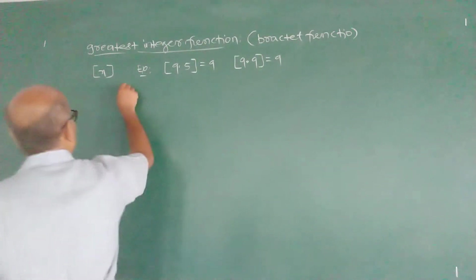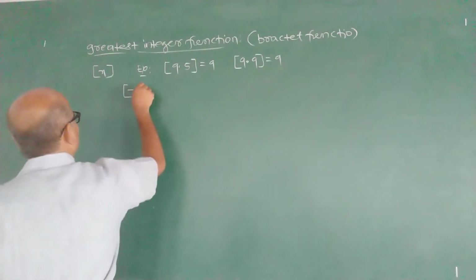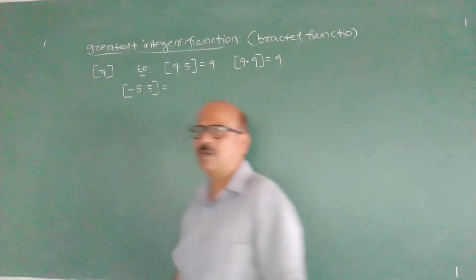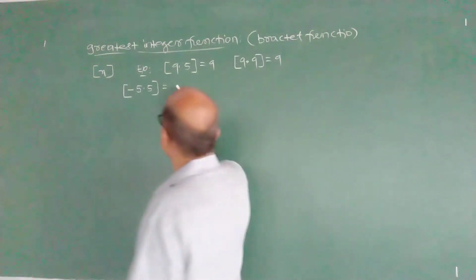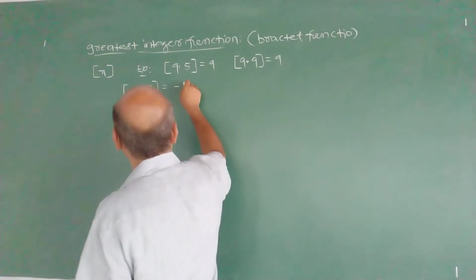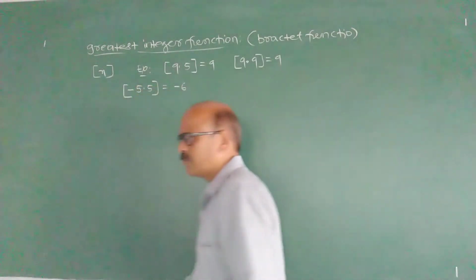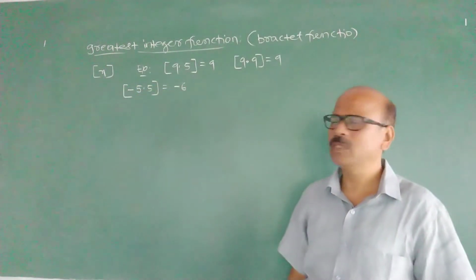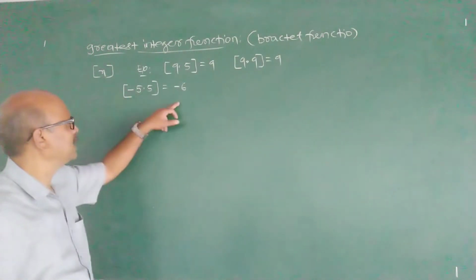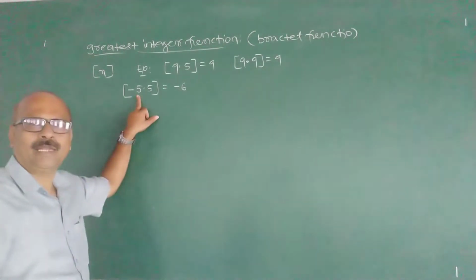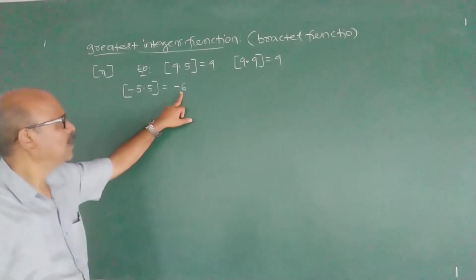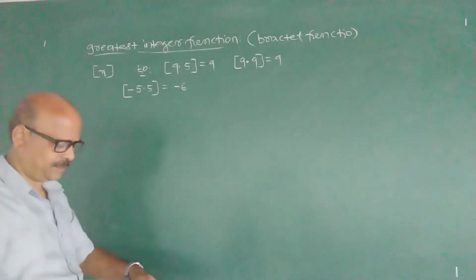Now, for negative numbers, that is important. Greatest integer of 5.5 is 5, so what is greatest integer of minus 5.5? It is minus 6. Am I correct? Minus 6. Because if you take greatest integer of minus 5.5 as minus 5, then it will be greater than minus 5.5. So it denotes the integer not greater than this.